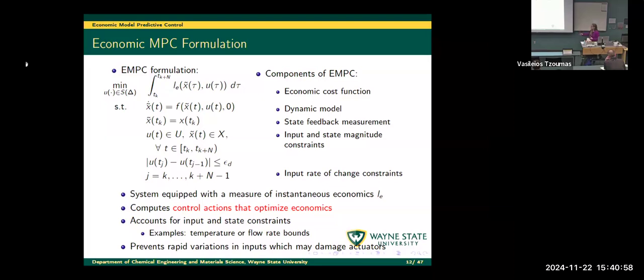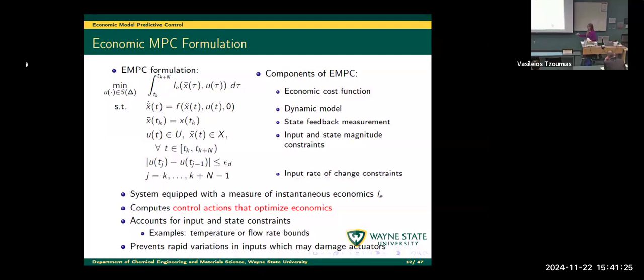So economic model predictive control really is just making model predictive control more general. So the formulation looks basically the same as the model predictive control formulation discussed earlier, except that we now allow ourselves to have any objective function we would like. It doesn't necessarily need to be quadratic. And we still have a dynamic process model, a state feedback measurement, input and state magnitude constraints. And of course, you can add any other constraints you would like. Here I added input rate of change constraints for illustration, but you can add all kinds of other things if you would like.